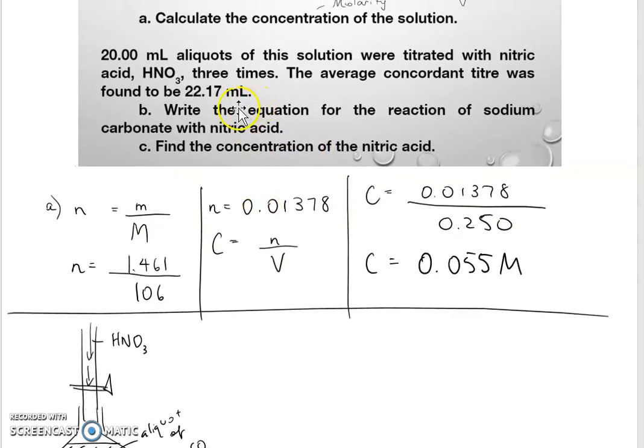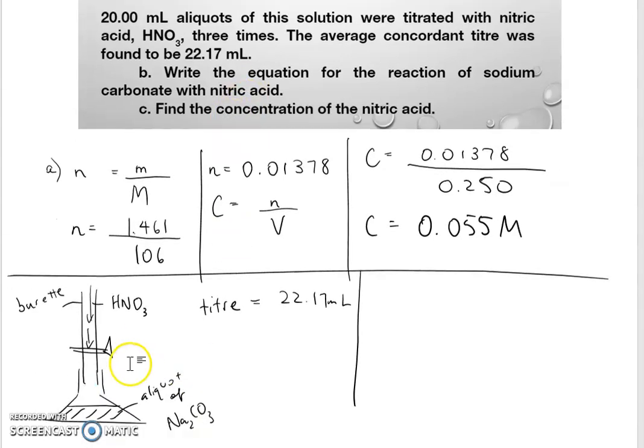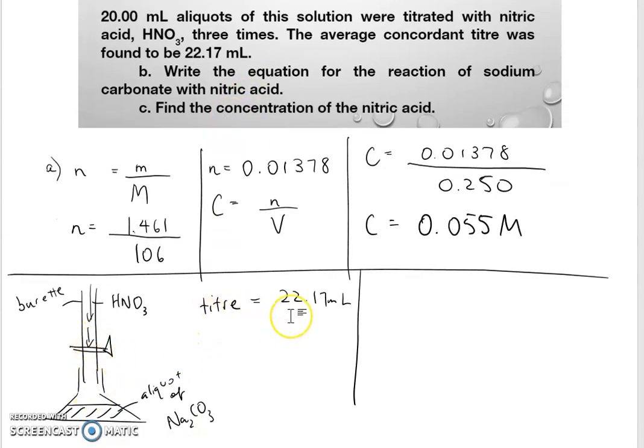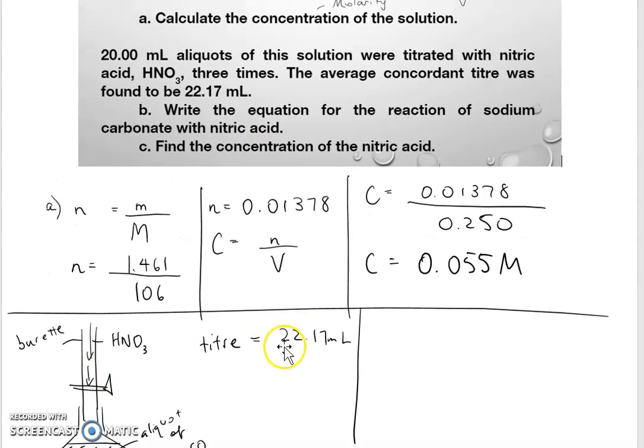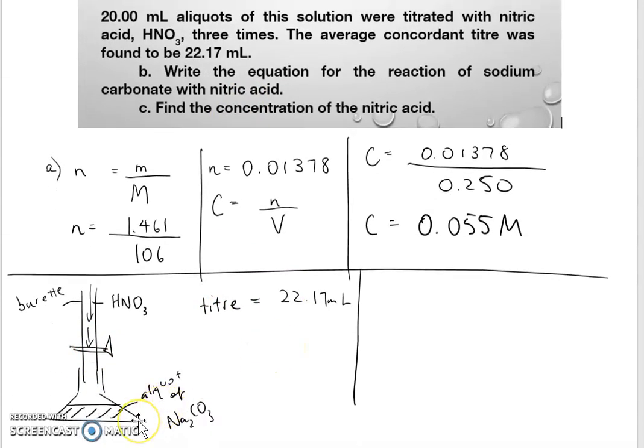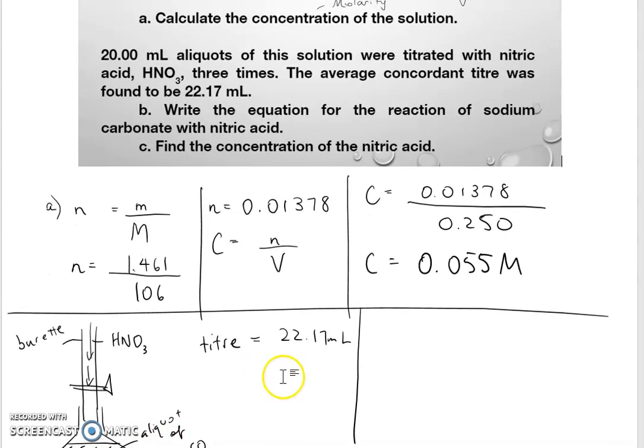And they did a titration 3 times, and the average titer, so the titer is the amount of fluid that comes out of the burette, remember? So the titer was 22.17. This is the burette, and the liquid from the burette is called the titer. So the average titer was 22.17 mils. Okay, so they did 3 titrations. The average titer was 22.17 mils, and 20 mils of this solution was present here as the aliquot.